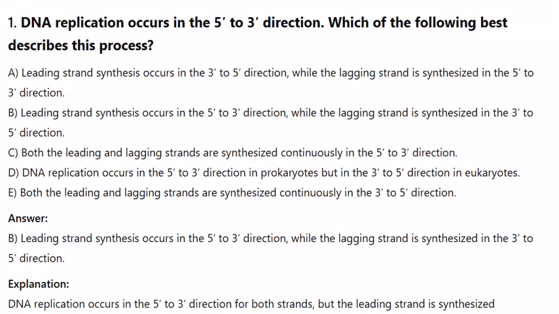1. DNA replication occurs in the 5 to 3 direction. Which of the following best describes this process? A. Leading strand synthesis occurs in the 3 to 5 direction, while the lagging strand is synthesized in the 5 to 3 direction. B. Leading strand synthesis occurs in the 5 to 3 direction, while the lagging strand is synthesized in the 3 to 5 direction.